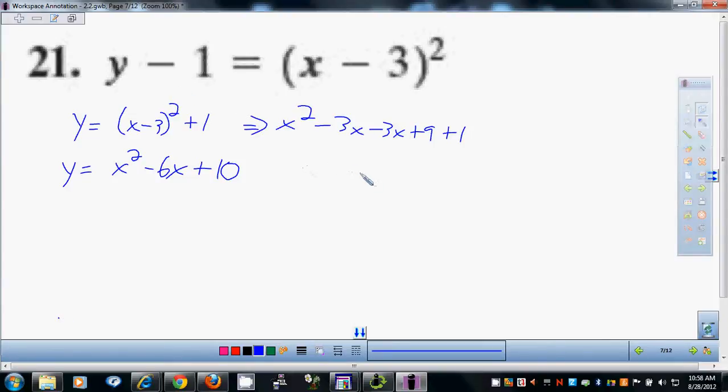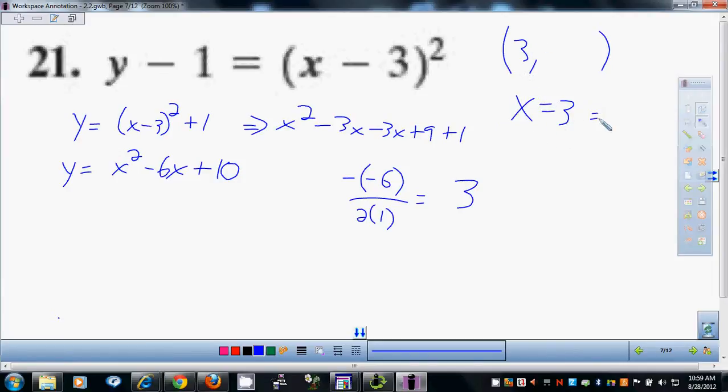Okay. Negative b over 2a. 6 over 2. So my x value is 3 for my vertex. Before I go any further, who can tell me what my axis of symmetry is? X equals 3. It'll always be x equals that number. That is our axis of symmetry. Means if you were to graph that line, it would be the perfect symmetry line for our parabola whenever we're done.